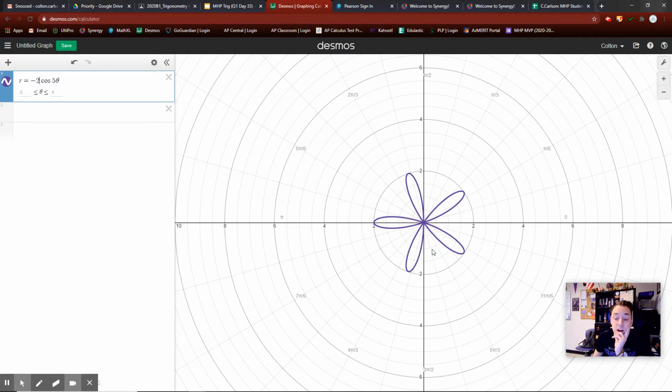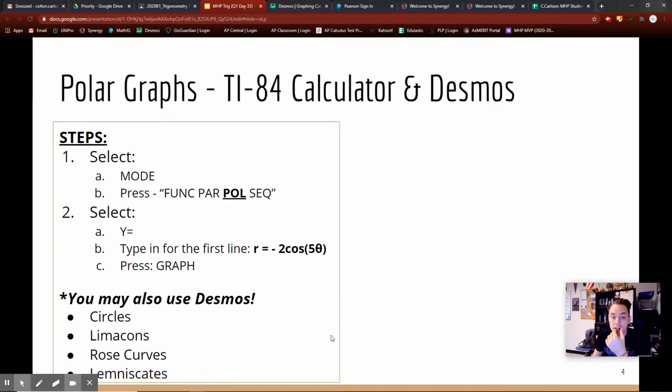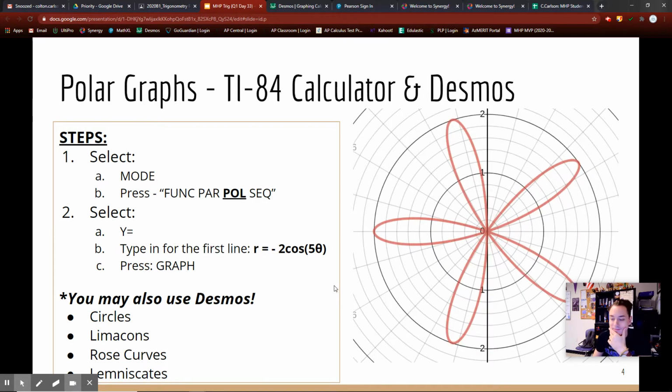So what is this? This is 5 petals. It shouldn't be a surprise, because if we were on Desmos before, we noticed that this 5 tells me that if that's odd, you will have 5 petals. And the negative 2 is what tells me the absolute value of that. It tells me it goes to the radius of 2 there. So awesome. And this is also what it will look like.